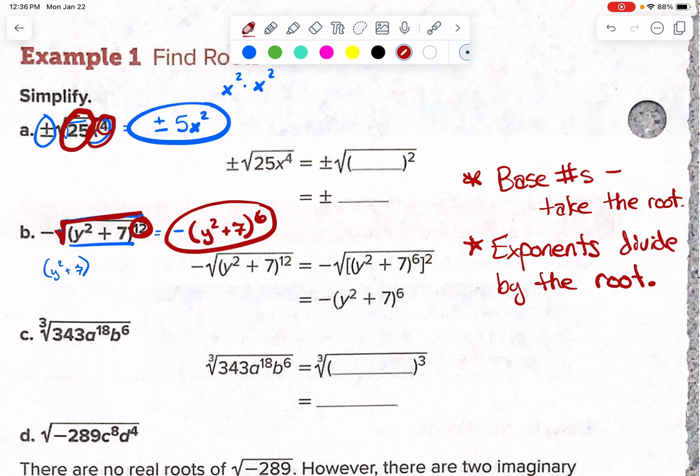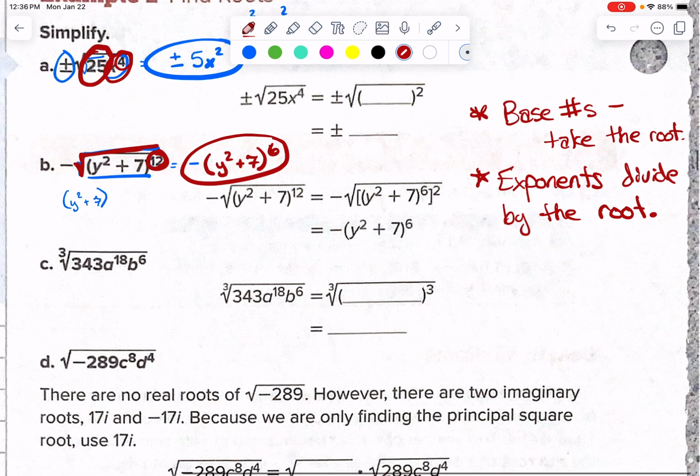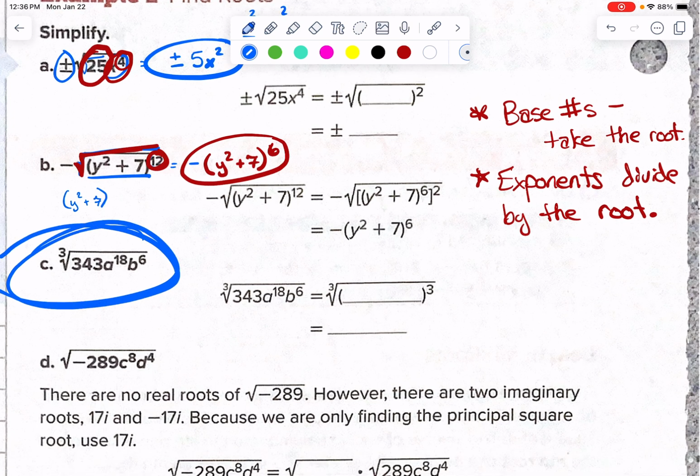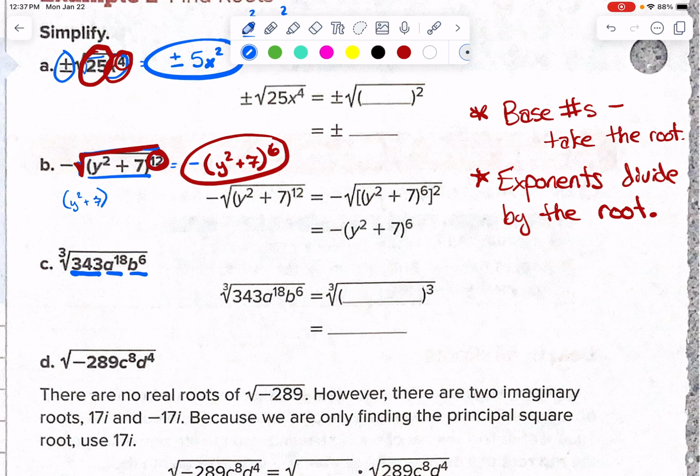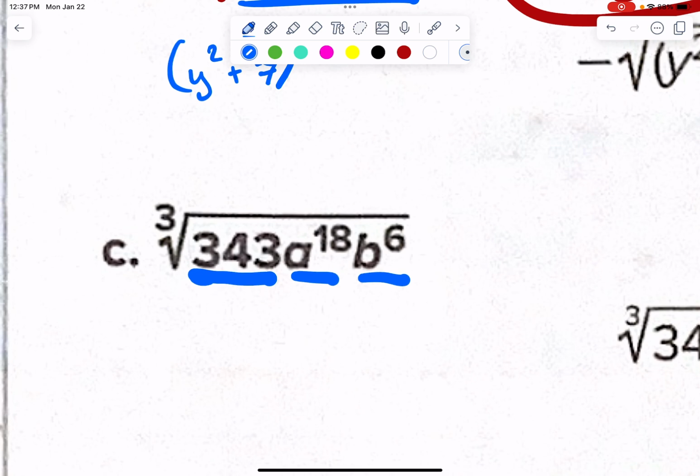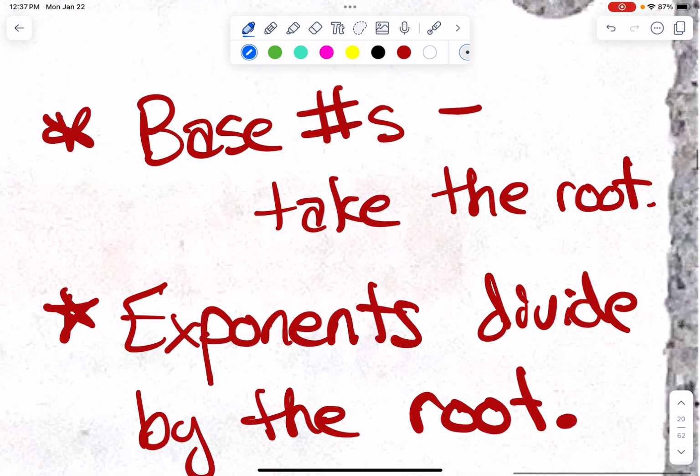So this next one, part C, I'll leave that up there. But this next one, part C, so I'm over here, okay? We are doing the cubic root, so that's what that 3 is there for. And I have 3 parts. I have 343, I have a to the 18th power, and I have b to the 6th power, okay? So I have those 3 parts, all right? I'm going to look at that 343 here. That is a base number, so I'm going to actually take that root.